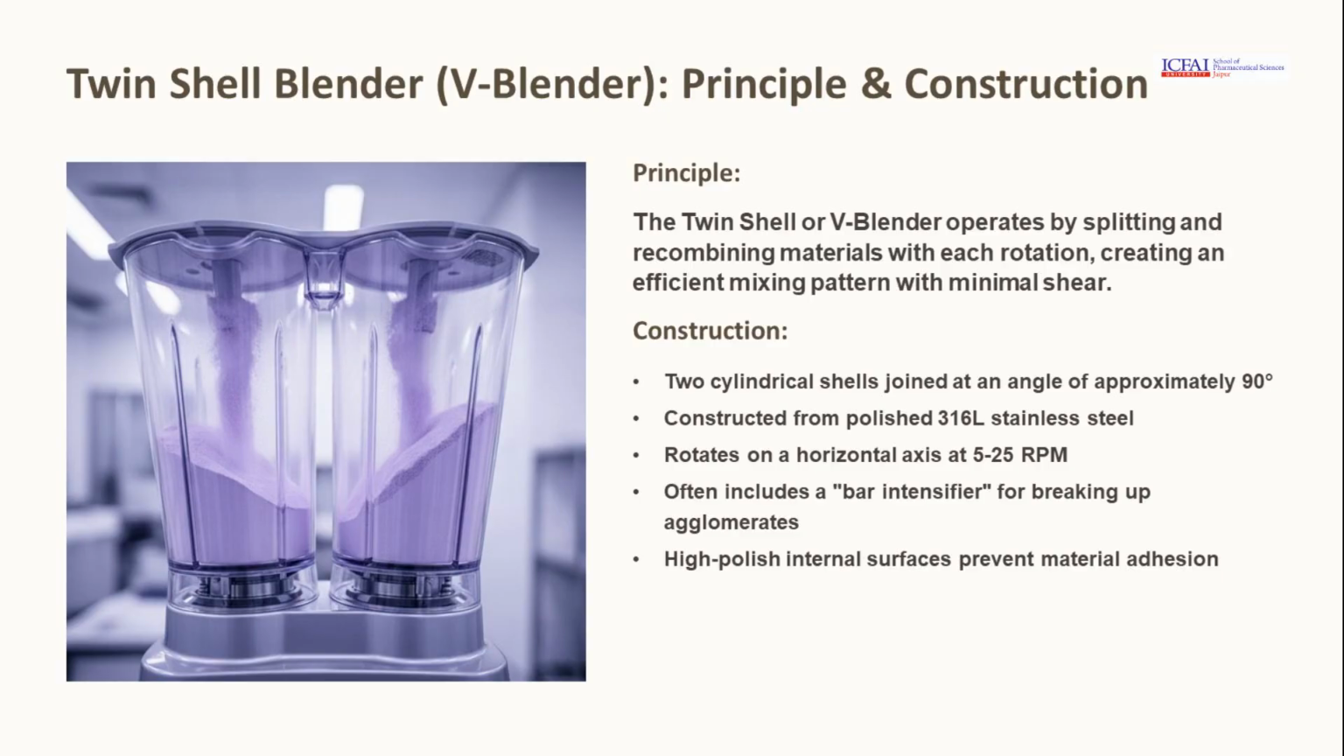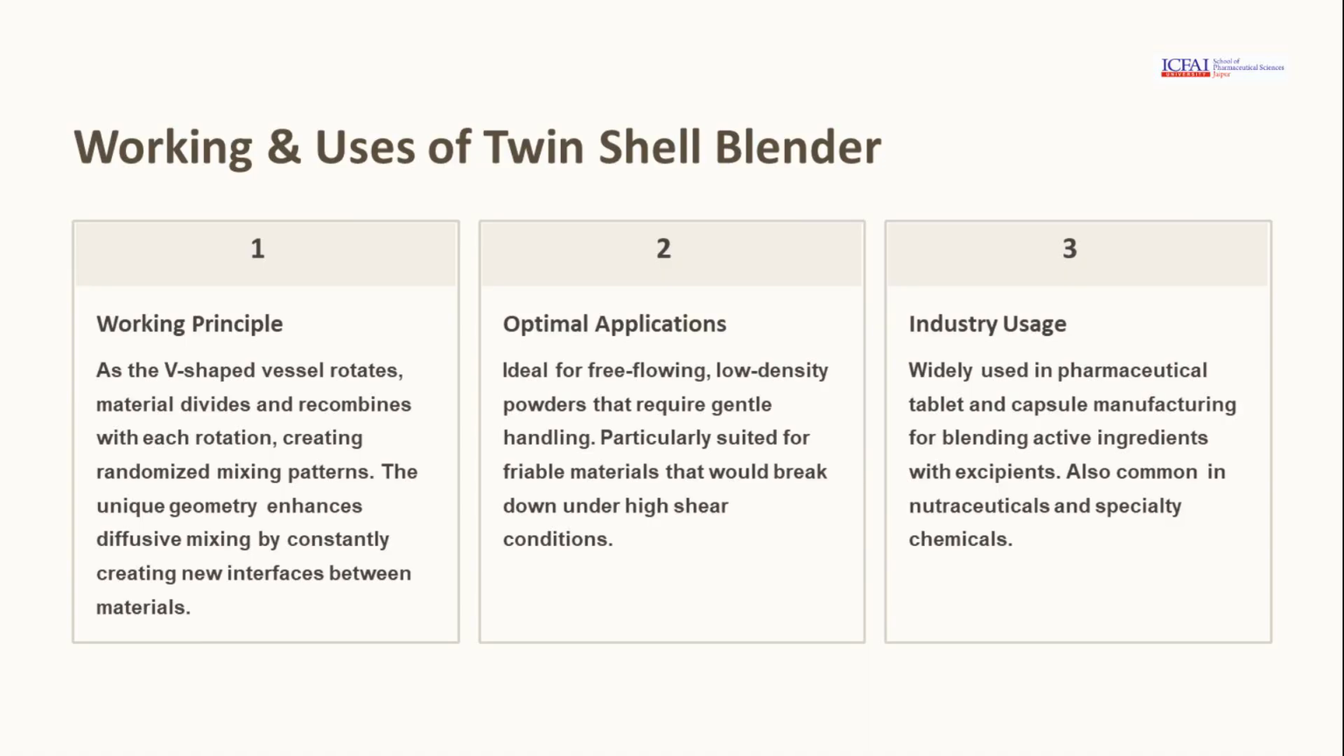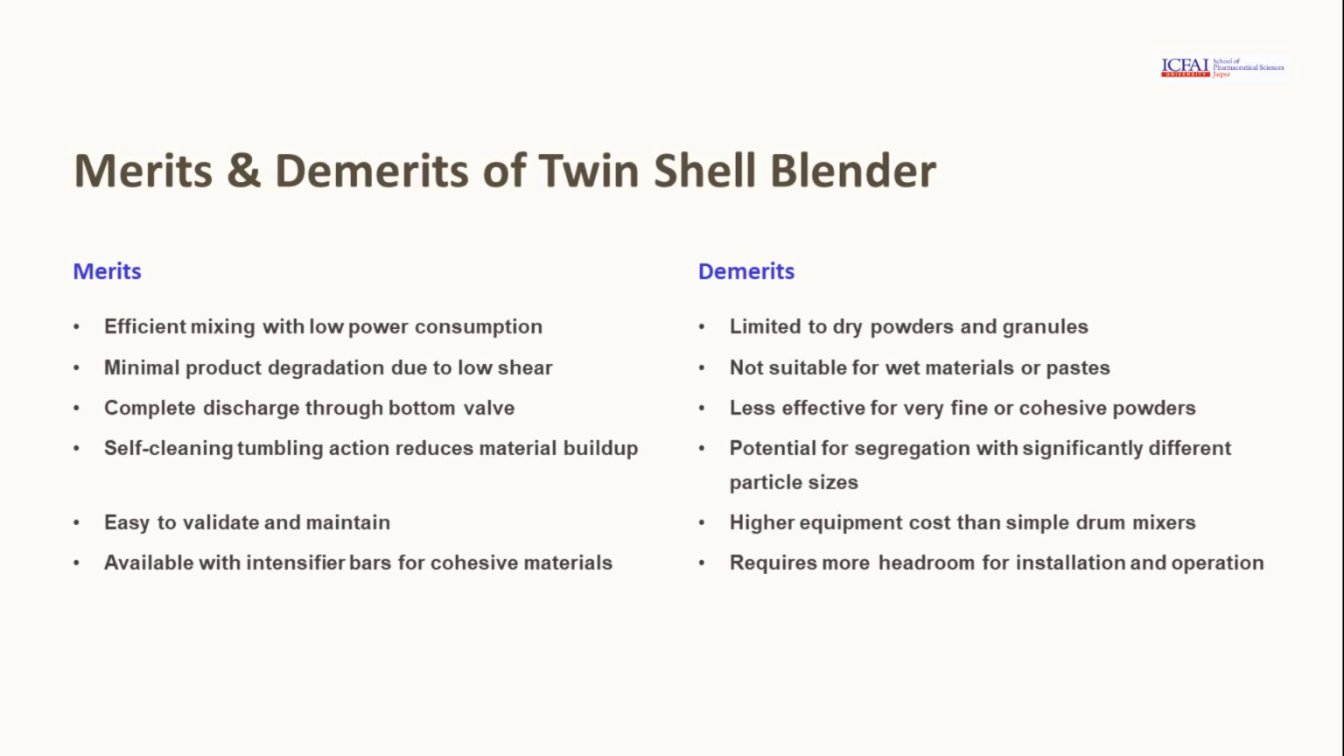with minimal shear. The twin shell blender is ideal for free-flowing, low-density powders, offering gentle handling and effective mixing under high shear conditions. The twin shell blender offers efficient mixing with low power consumption and is easy to maintain, but it's not suitable for wet materials and requires more headroom for installation.